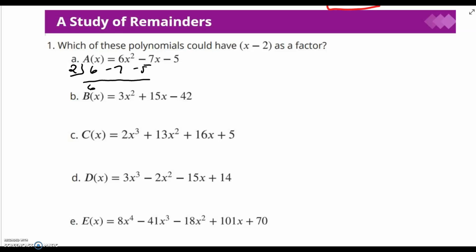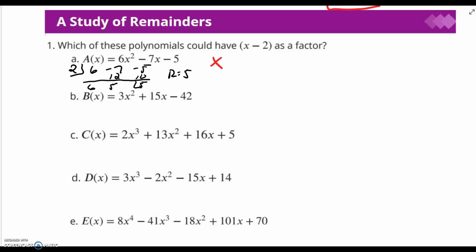drop the 6 down. 2 times 6 is 12. -7 plus 12 rather is 5. 2 times 5 is 10. I have a remainder here of 5. Therefore, I know that x minus 2 is not a factor of polynomial a of x.